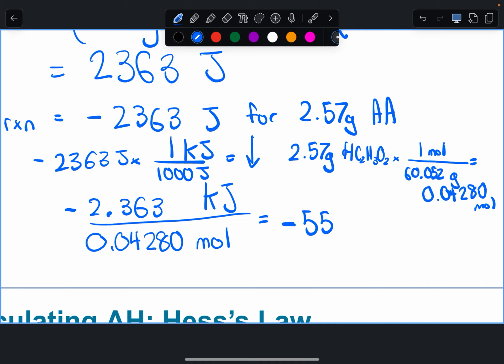Negative 55.2 kilojoules. Now that's for 1 mole of acetic acid. The way I'm going to write it up there is for just that's how many kilojoules for the reaction, because it's for 1 mole, but that's because that's what the reaction says. That's why we calculated it that way.